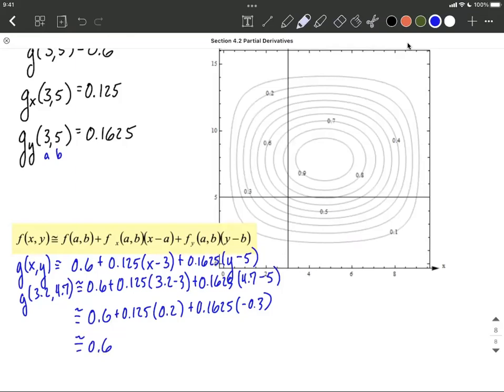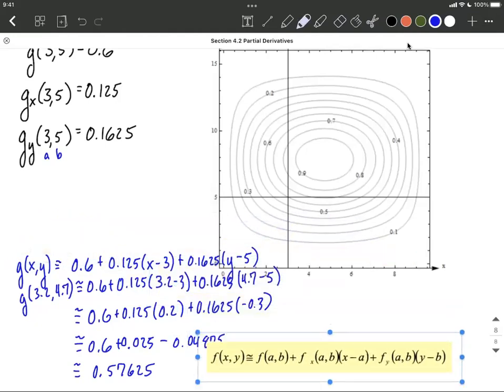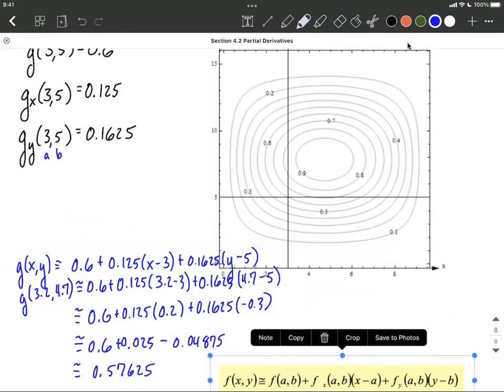Getting our calculators out here, 0.6 plus 0.025, minus 0.04875. As we combine these together, we're going to get approximately 0.57625. So that's the very best estimate we can get for exactly what our output value would be when we plug in 3.2, 4.7.